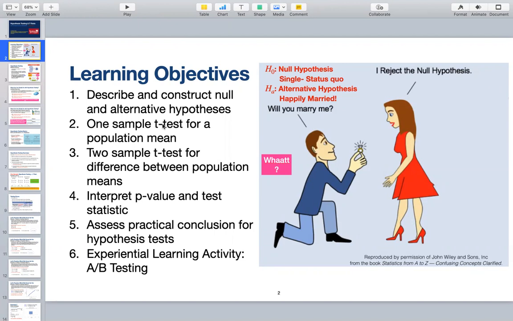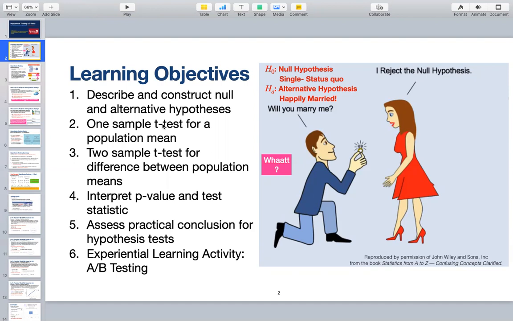And as an experiential learning activity, we are going to be doing an A/B testing. And A/B testing is a commonly used tool to decide which version is actually better, version A versus version B. Usually, this is a very well-known technique used in the tech industry, but it can be adapted to any different system.